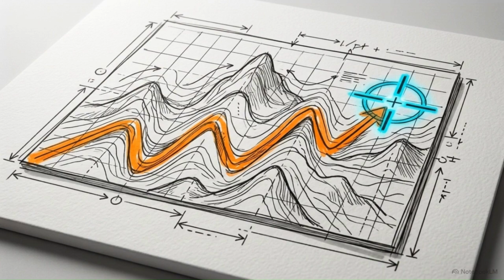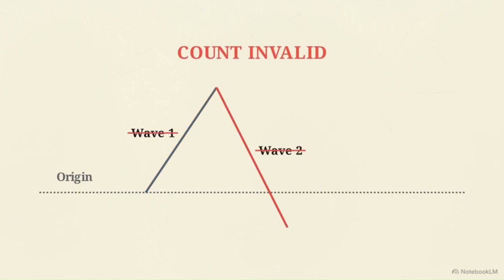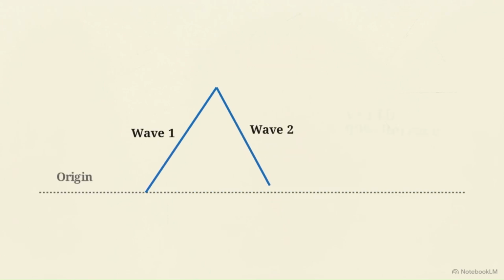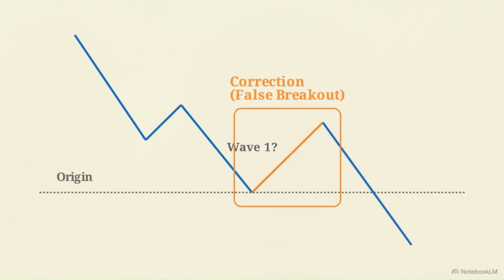high-probability move might begin. Rule 1 states Wave 2 cannot move beyond the start of Wave 1. Retracing past the origin immediately invalidates the sequence. Wave 2 can retrace up to 99%, but it must stay within Wave 1's boundary to remain valid. If price breaks below that origin, it suggests the previous trend is still in control. This rule acts as a filter, preventing you from misidentifying a continuing correction as a new breakout.